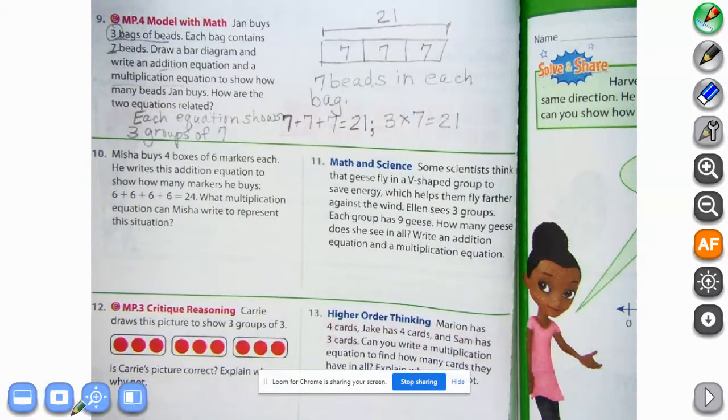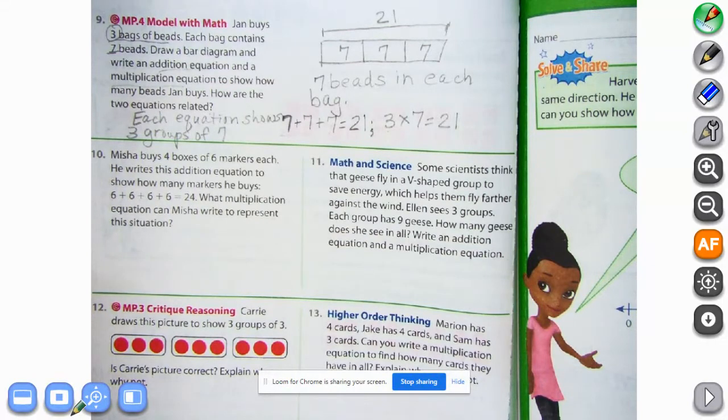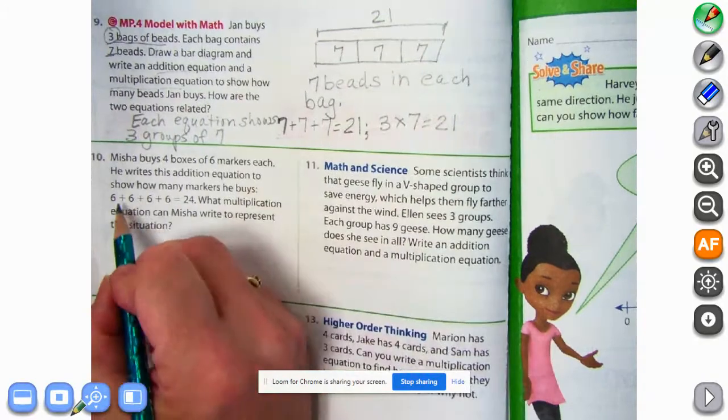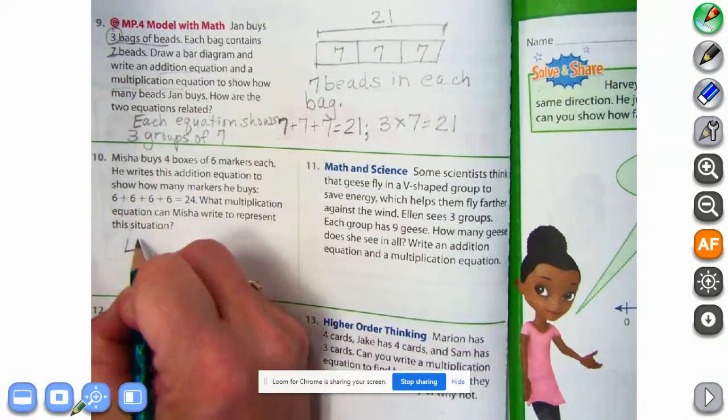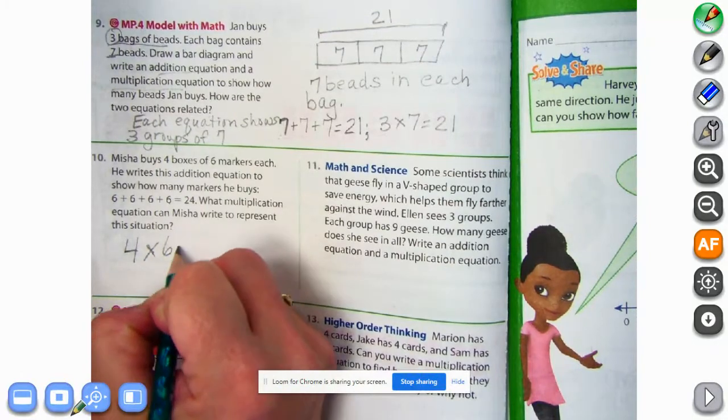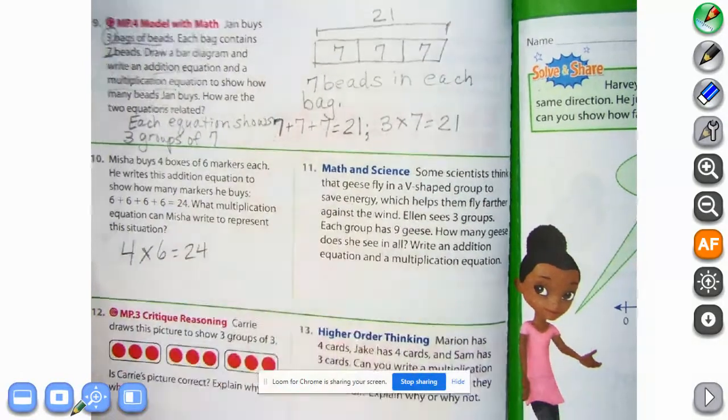Number 10, Misha buys 4 boxes of 6 markers each. He writes his addition equation to show how many markers he buys. 6 plus 6 plus 6 plus 6 equals 24. What multiplication equation can Misha write to represent this situation? So how many? We have 1, 2, 3, 4 groups of, remember that's what that makes, groups of 6 equals 24.